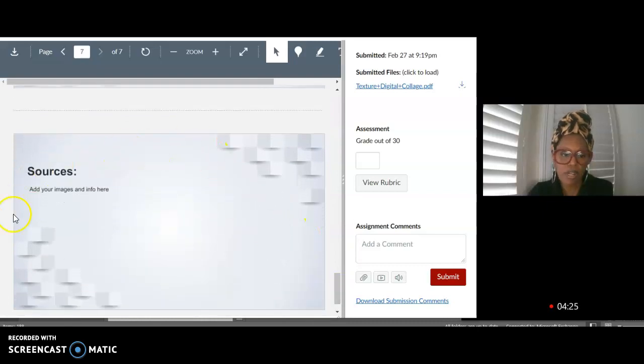Okay, but you missed something here, so I'm going to have to go update this. You gave me no sources, so I did need to know where these images came from. So make sure you include that whenever I give you a template and I ask for sources, please make sure you include that as well.